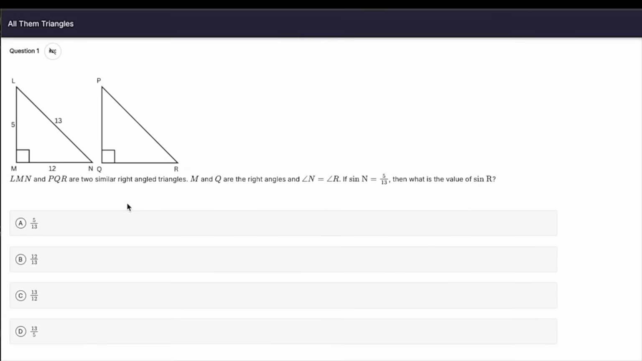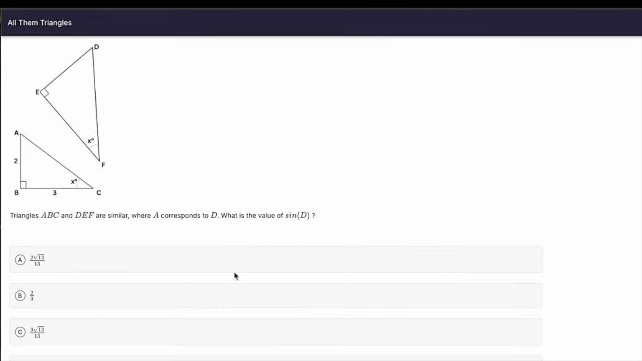Here, they tell us we have similar triangles and that sine of n is 5 over 13, which makes sense, right? Opposite over hypotenuse. So yeah, of course it is. What's the value of sine of r? Well, if they're similar, they share the same angles. And no matter what the actual lengths of this triangle are, if it's bigger or smaller, it's still going to simplify down to the same exact fraction. So 5 over 13 is our answer.